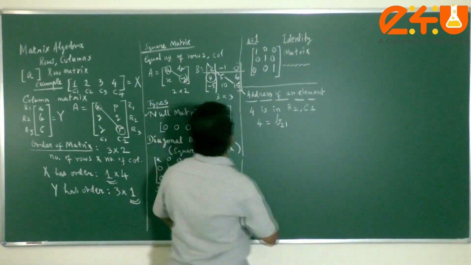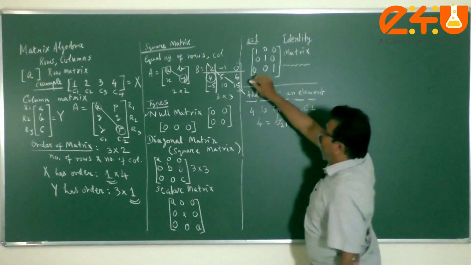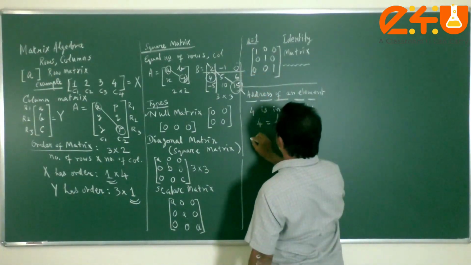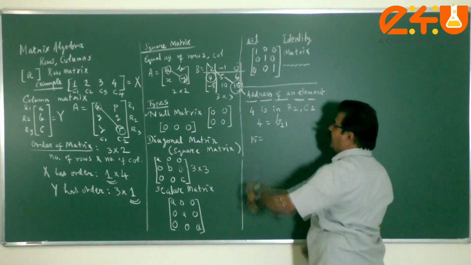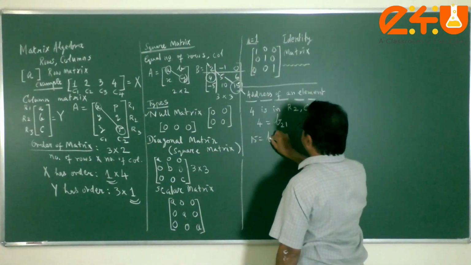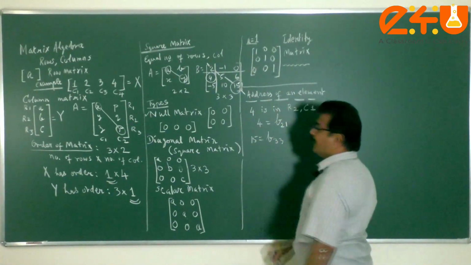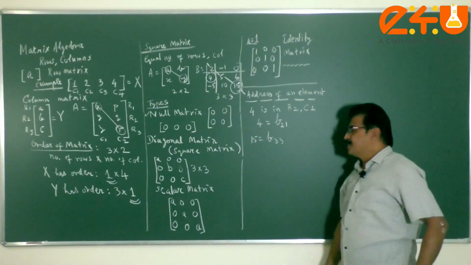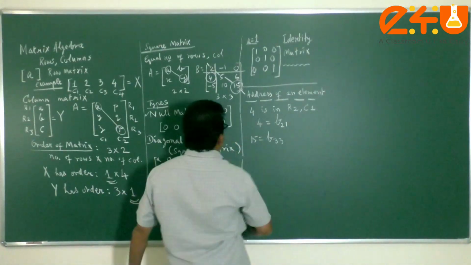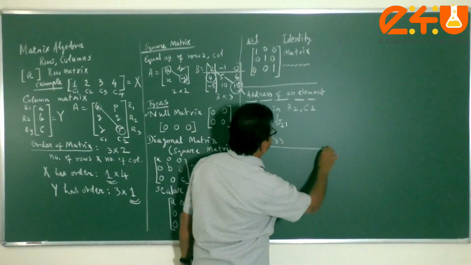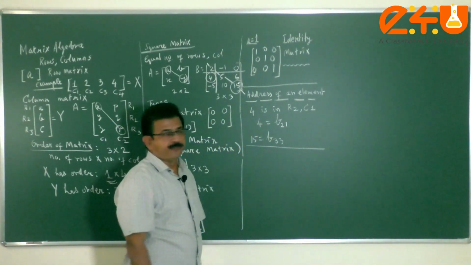So very simple. I can ask you what is the address of 15. 15 happens to be in row 3, column 3, part of the B matrix. So it is lowercase b, subscript 33, b33. This is the way we write the address.